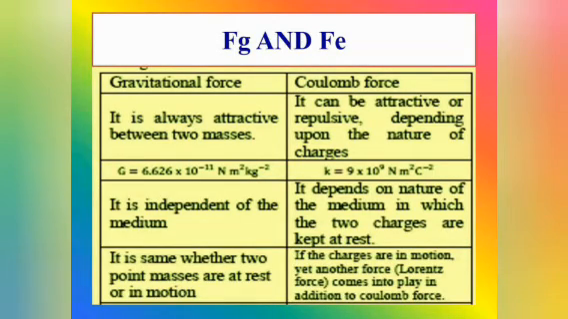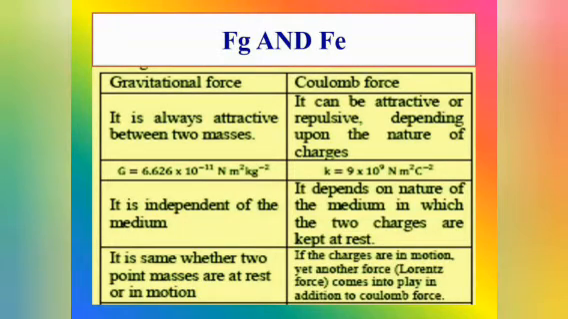Next, difference between gravitational force and Coulomb force. First, gravitational force. It is always attractive between two masses. The constant G value is 6.626 into 10 to the power of minus 11. It is independent of the medium. It is the same whether two point masses are at rest or in motion.